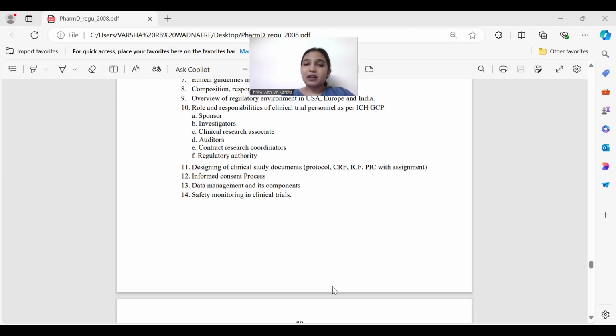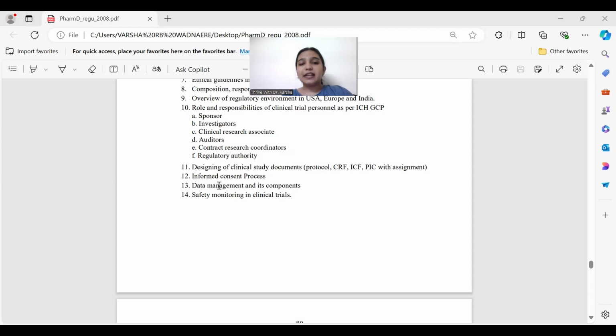Each and everything is for 5 marks, but they can ask you in combination for 10 marks. But you can understand the weightage of each and every chapter, and you can design an answer for your exams accordingly for the 5 marks.